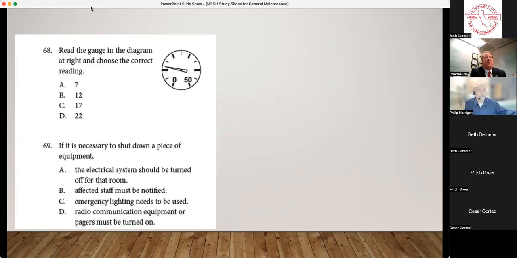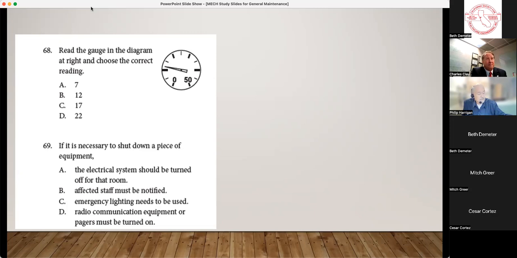All right, I like this one. Read the gauge in the diagram at the right and choose the correct reading. And so you can see that 50 is the highest end of the scale, right? And so you can see that it's broken up into the dark components of 1, 2, 3, 4, and 5. So you have to figure out 50 divided by 5. Those are probably 10 as you go through that. So think about that as we look at the question answers here in a minute.